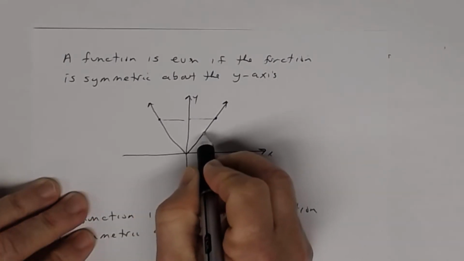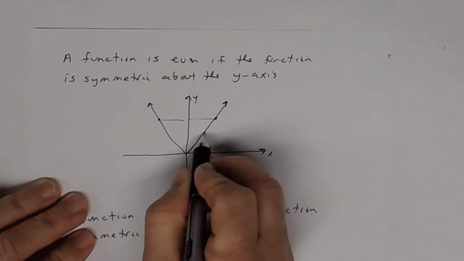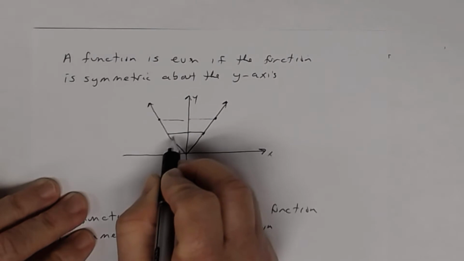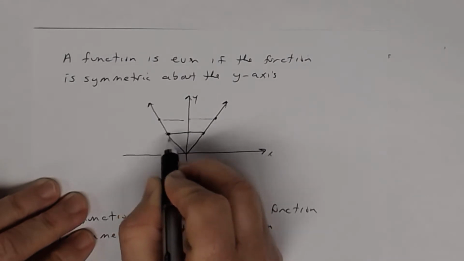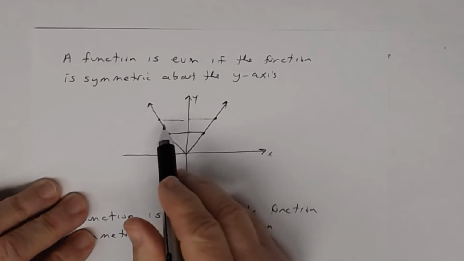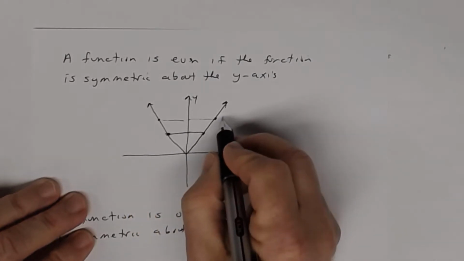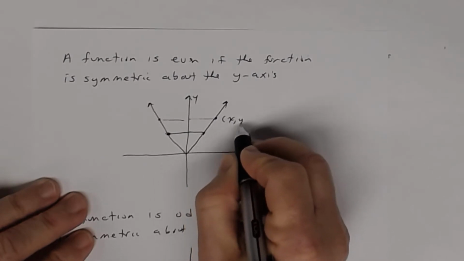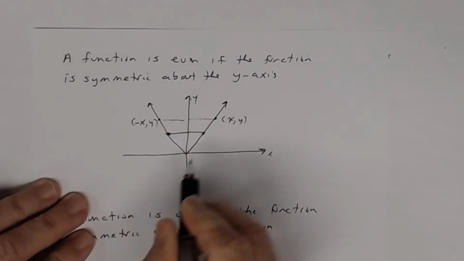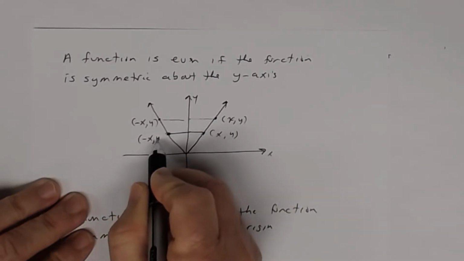So if I take this point here and reflect it about the y-axis, this distance here should be the same as this distance, which I didn't draw very well, did I? And you'll get that point here. Okay, so an even function is symmetrical about the y-axis. So if this point is (x, y), then this point here is going to be (-x, y). If this point is (x, y), then this point here will be (-x, y).